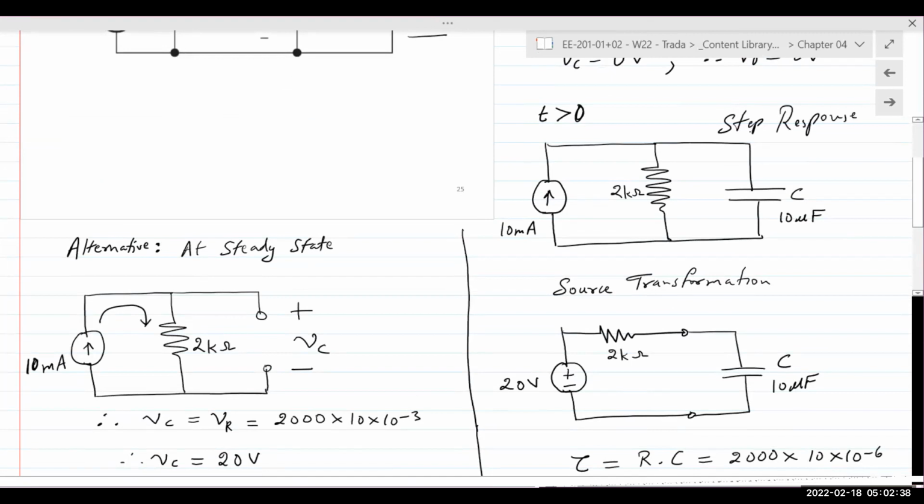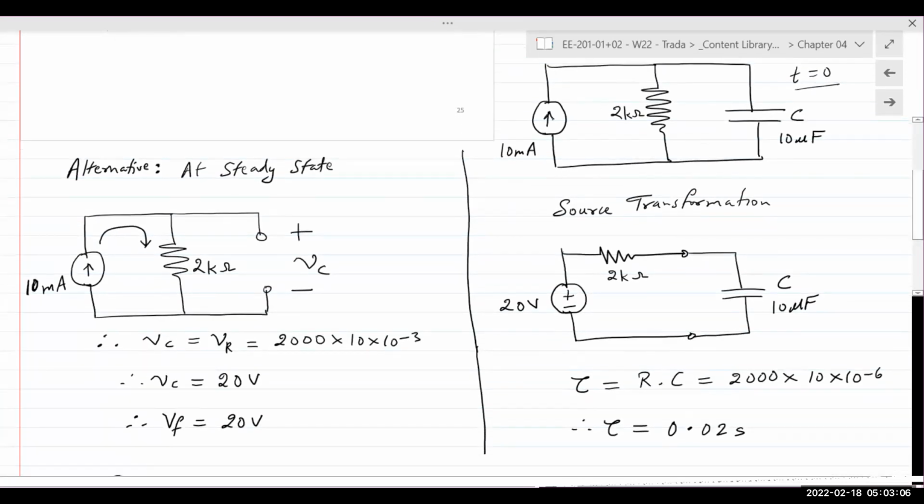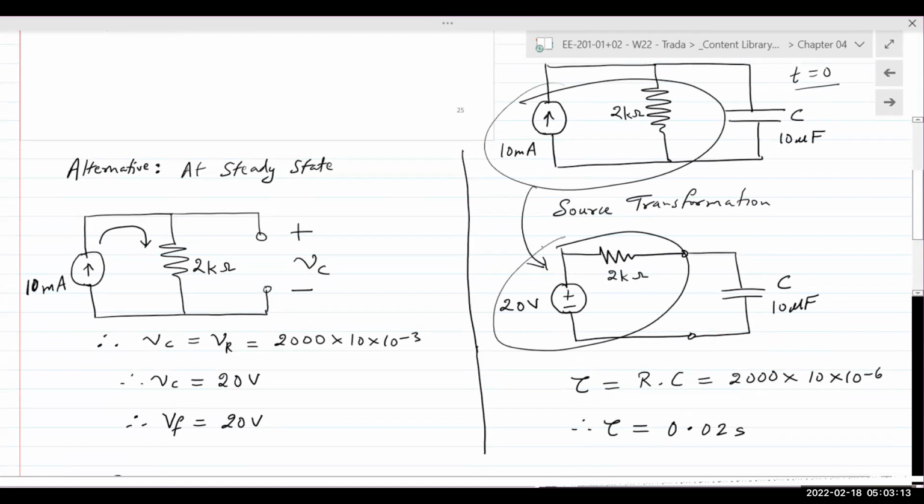Now there are two ways to determine the voltage across that capacitor at steady state. At t equal to 0, the capacitor will begin charging, and the switch flips. The initial value is 0. We need to determine what the final value is. The final value can be determined by applying source transformation. We can take the current source, which is in parallel with the resistor, and convert it into a voltage source, which is in series with that same resistor.